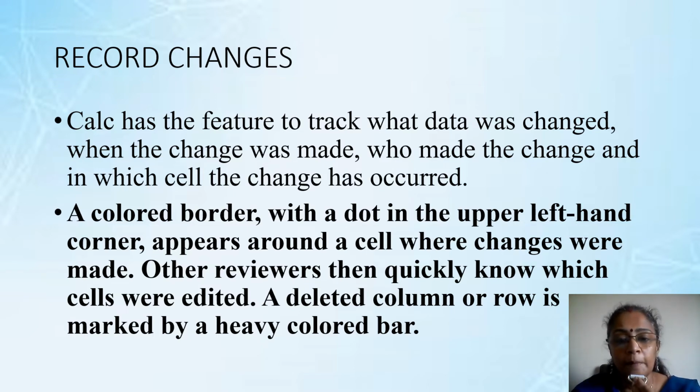A colored border with a dot in the upper left hand corner appears around the cell where changes have been made. So other reviewers can quickly note that this particular cell has been edited. A deleted column or row is marked with a heavy red color bar.